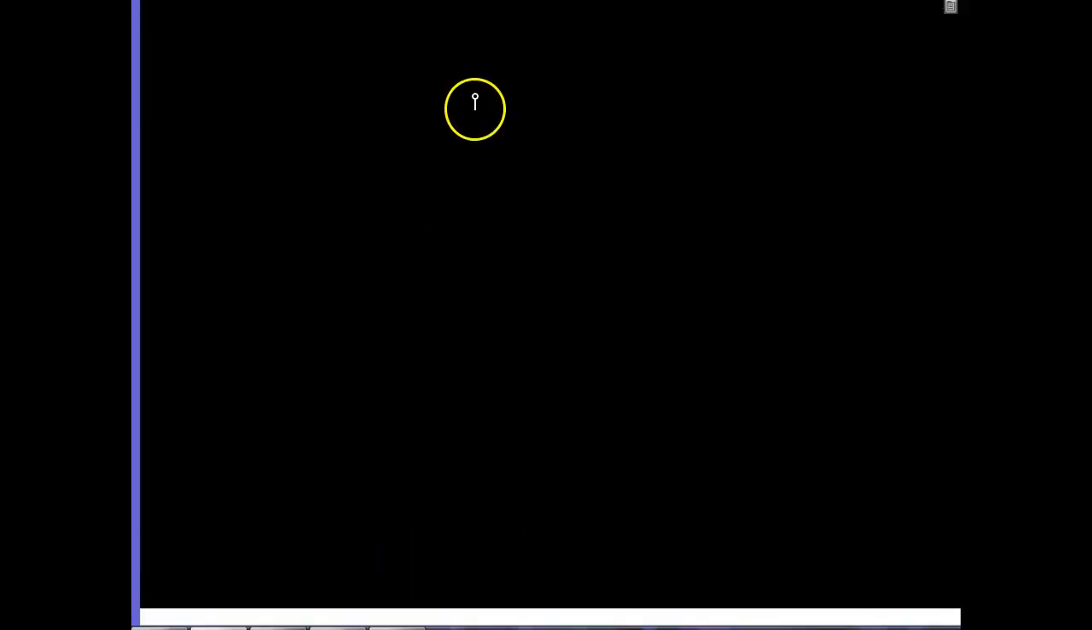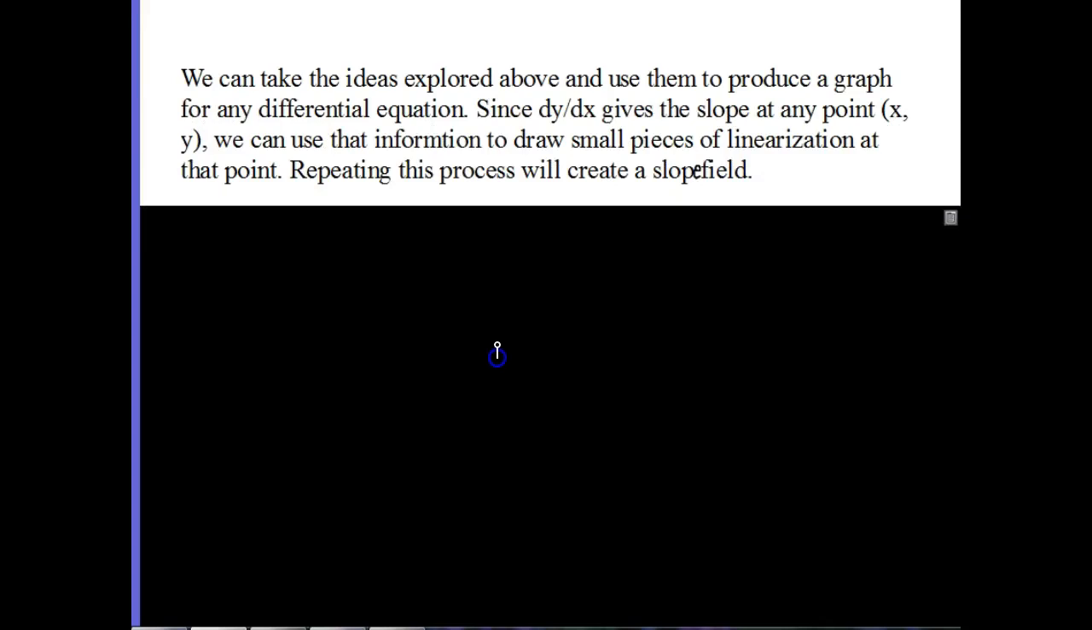Oh, these are cool. You're going to make one. So we could take the ideas explored above and use them to produce a graph for any differential equation. Since dy/dx gives the slope, that's what your lines or tick marks represent. They represent dy/dx, the slope. At any point (x, y), we can use the information to draw small pieces of linearizations at that point. Repeating this process creates a slope field.